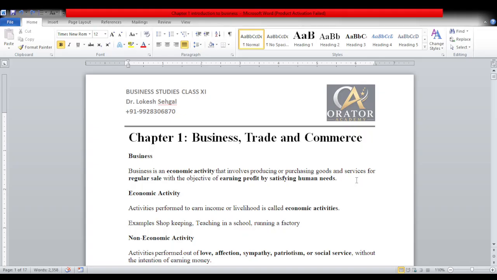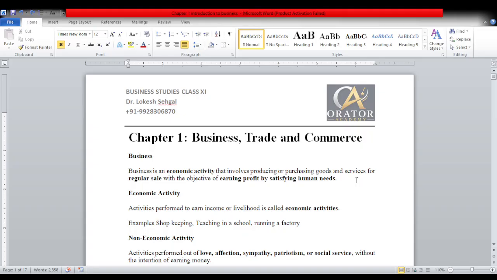Once you enter class 11, you have to handle commerce and its related subjects, starting from accountancy, business studies, and economics. So this is the second most important subject in the commerce stream you choose in class 11. So we are going to start our chapter 1, that is business, trade, and commerce. So let's get to the point.